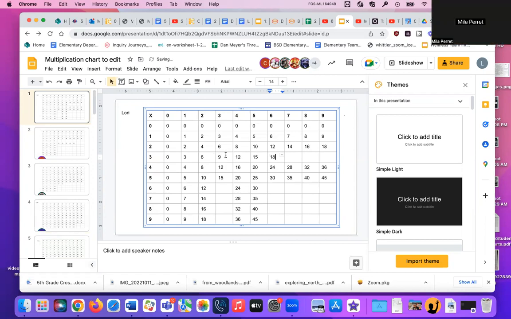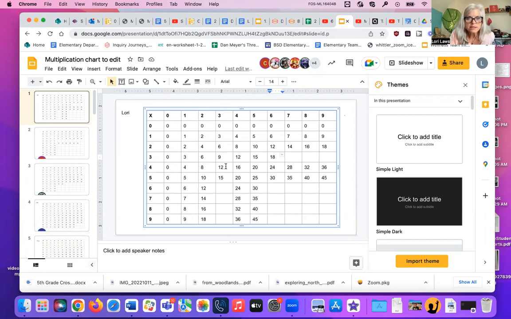Yep. So I've filled in 9 and 18 at the same time. Look at 3 and 6 filled in at the same time, 6 and 12, 9 and 18, because 3 is half of 6. So I can just double it. I don't have to know my 6s. I only have to know my 3s.